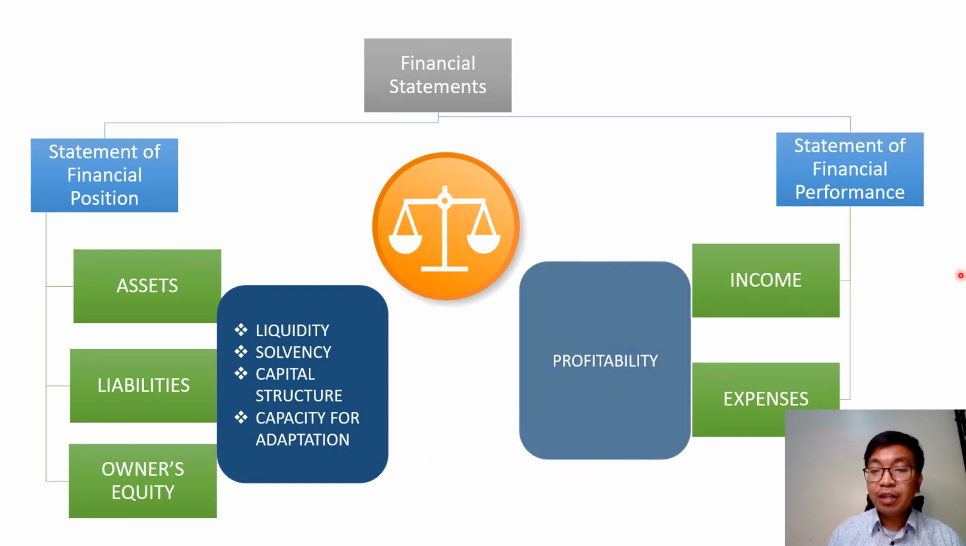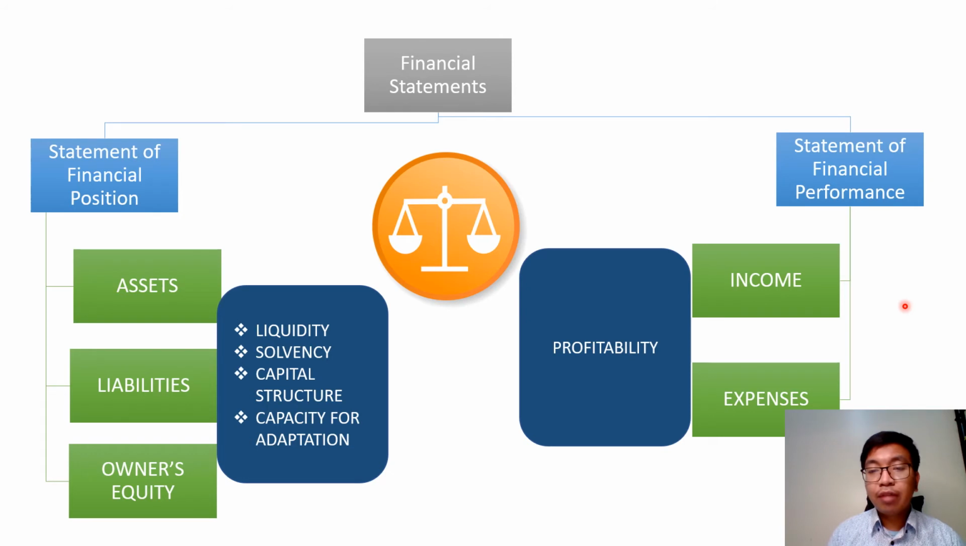For the statement of financial performance, we'll be able to assess the company's profitability. Profitability refers to the ability of the company to generate earnings. That's why the bottom line for the statement of financial performance would be net income or net loss, which is determinative of how profitable the business is.